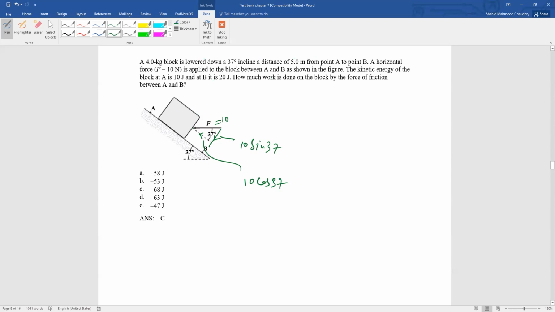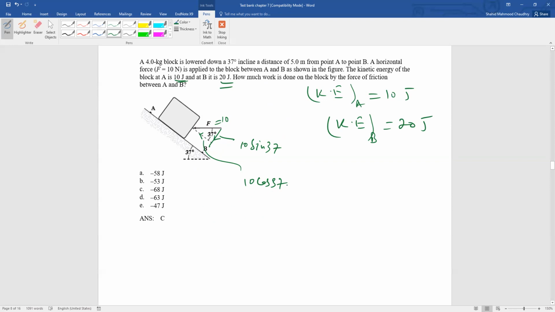Okay, let's see. The kinetic energy of the block at A is 10 joule and kinetic energy at B is given as 20 joule. This is given, one this value and one this value. How much work is done on the block by the force of friction? By the force of friction, not by the applied force. So we have to find the work done by the force of friction.